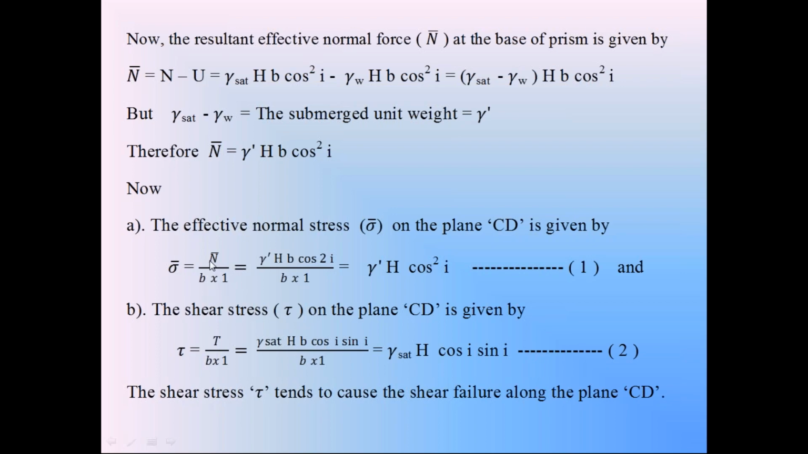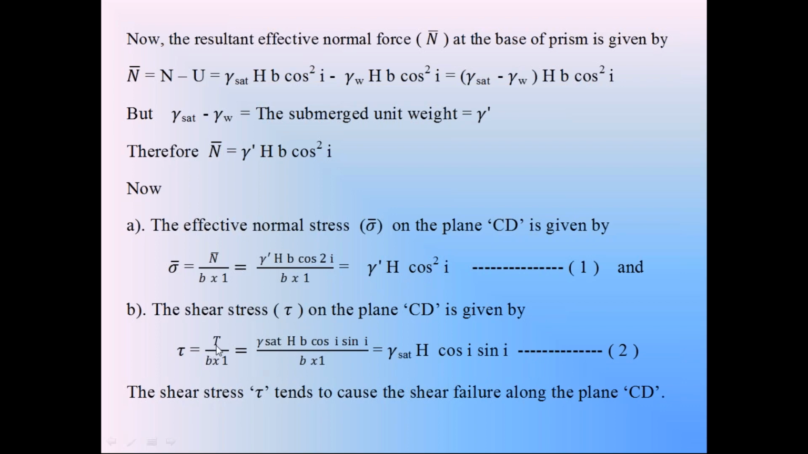This effective normal force N dash is equal to gamma dash, because gamma saturation minus gamma W is called the submerged unit weight gamma dash. So it is gamma dash HB into cos square i divided by B into 1. So you will get this effective stress sigma dash is equal to gamma dash H into cos square i.